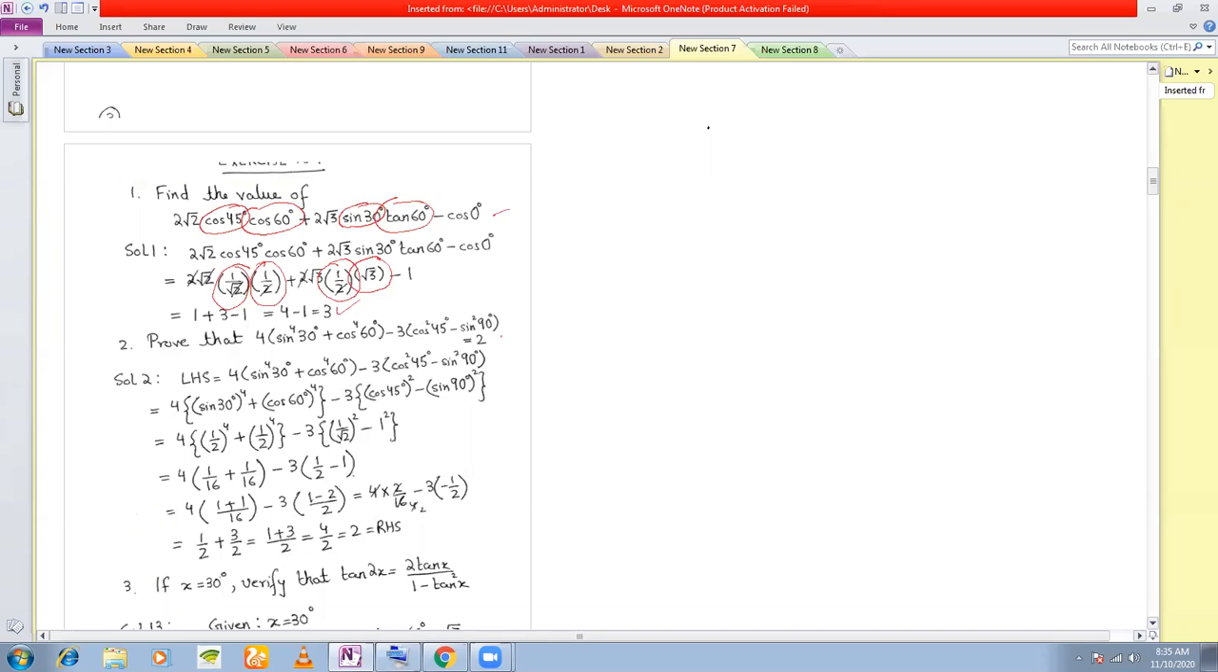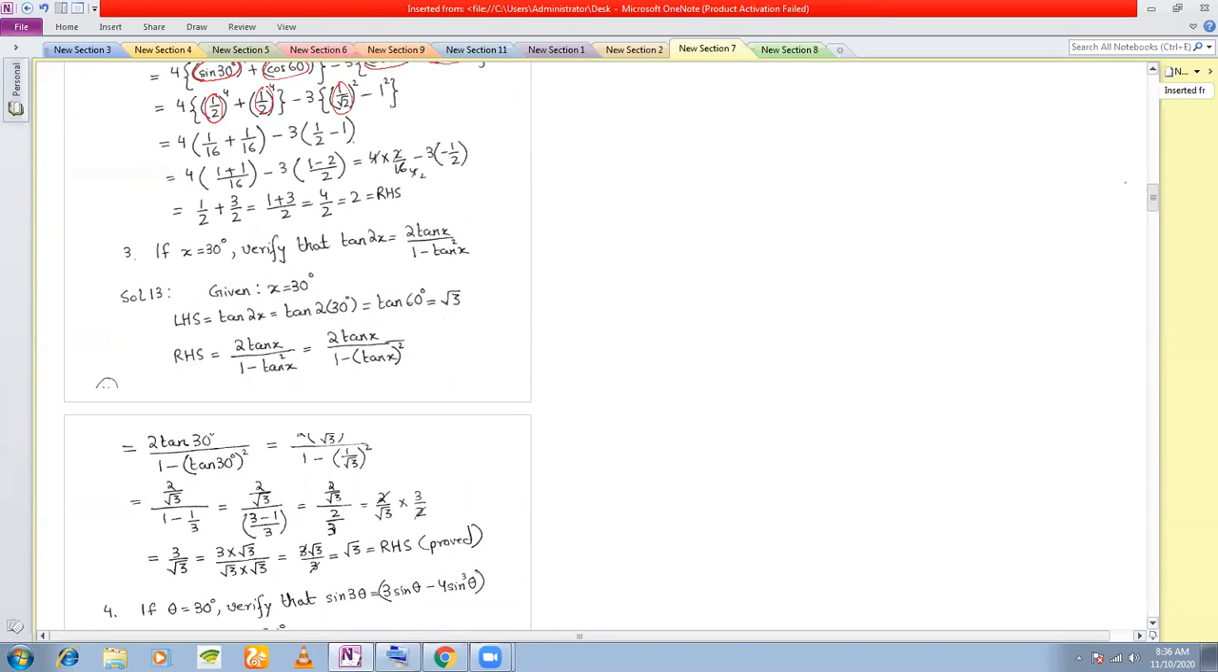Similarly for this problem also, I've simply put the values. See, sine to the power of 4, 30 degree. I've written this first as sine 30 whole to the power of 4. And I've put the value of sine. Similarly for cos 60 also, I've put the value. For cos 45, what is the value according to the table? It is 1 by root 2. And sine 90 according to the table is 1. So I've simply put the values and simplified. There's nothing much to do here.